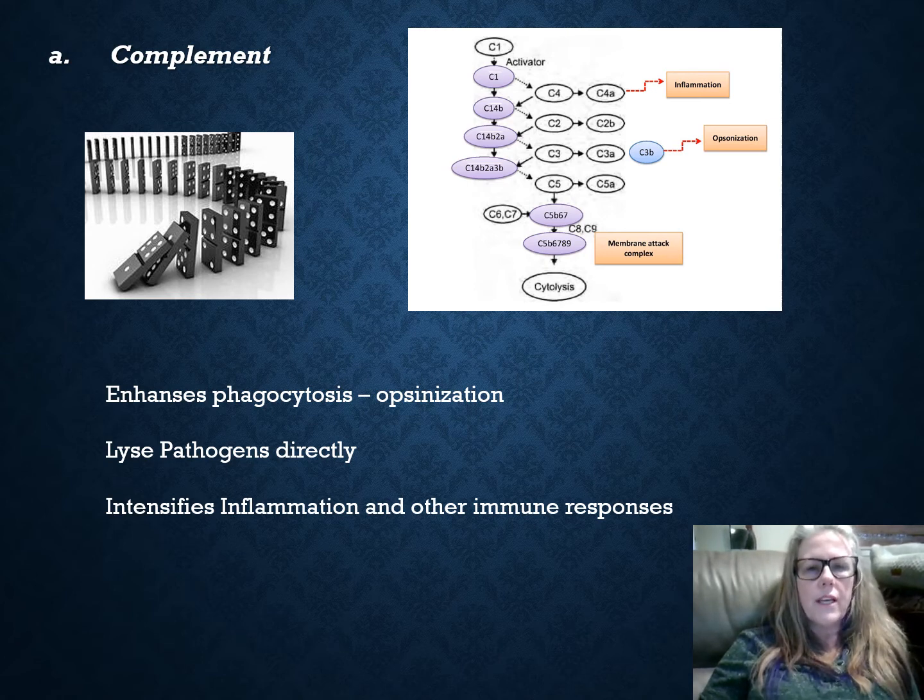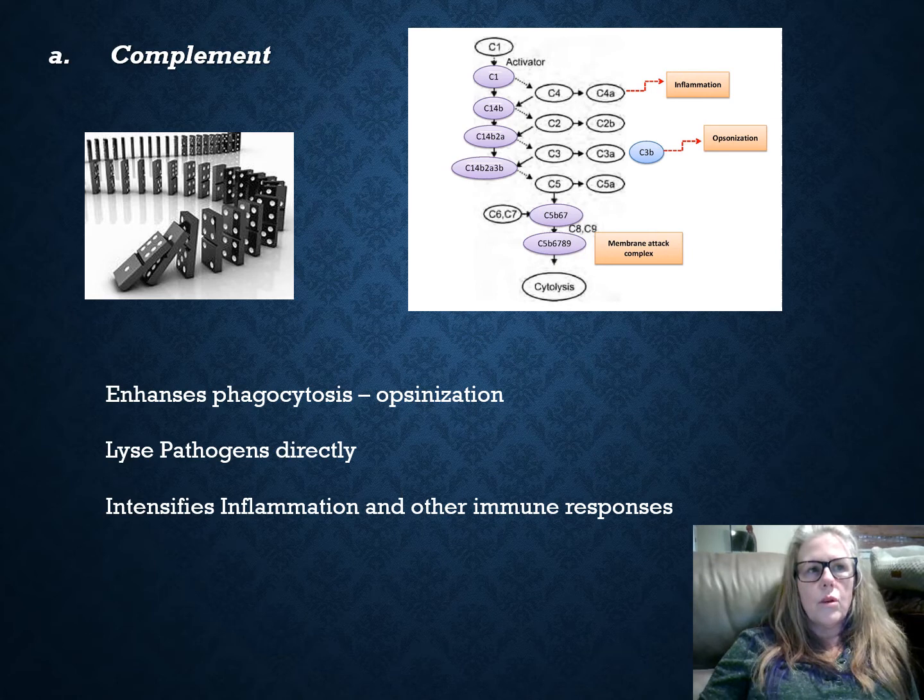For one, it can enhance phagocytosis. We have a term for that, and that's called opsonization. So opsonization means enhancing phagocytosis. A type of cell that undergoes phagocytosis is a macrophage. You're probably most familiar with a macrophage. A macrophage will engulf and destroy dead and broken cells and even pathogens.